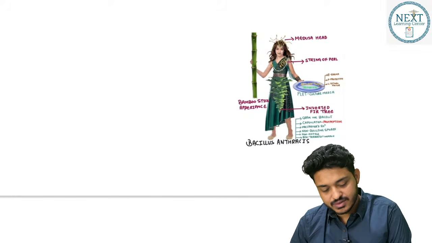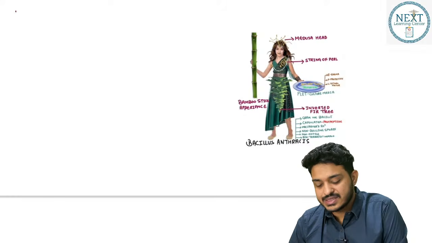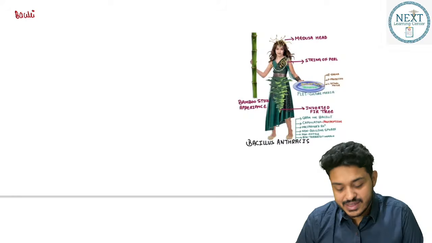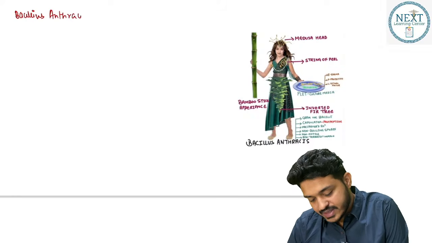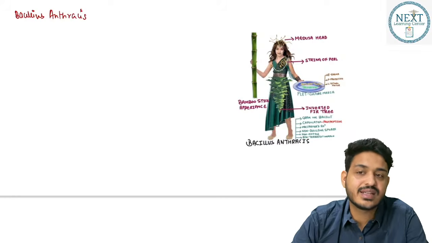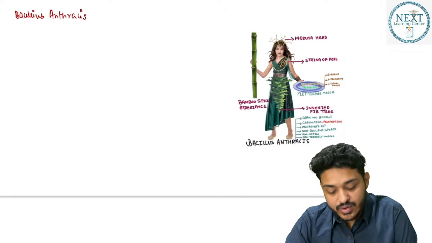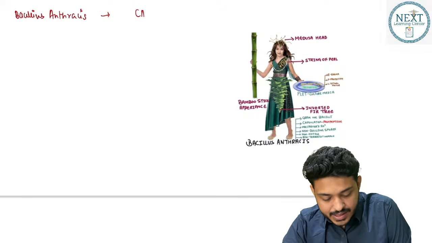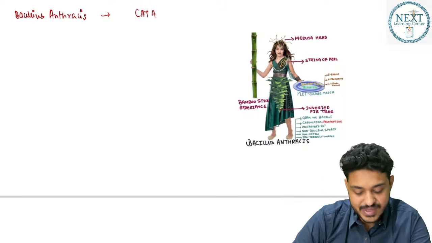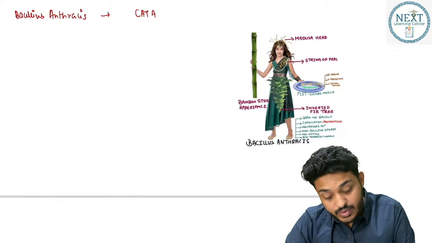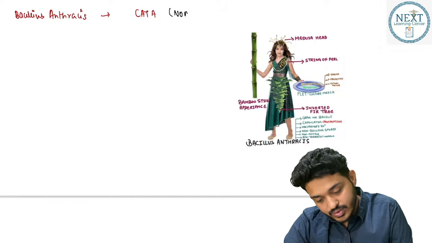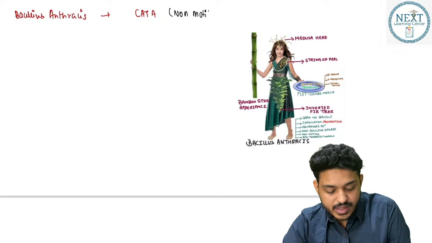This is an image which is telling us about the bioterrorism agent that we are having. This is known as what? Bacillus anthracis. Bacillus anthracis is a which category bioterrorism agent? The answer will be category A bioterrorism agent, right? It is going to have the spores, and these spores are going to be motile or non-motile? They are going to be non-motile spores, right?